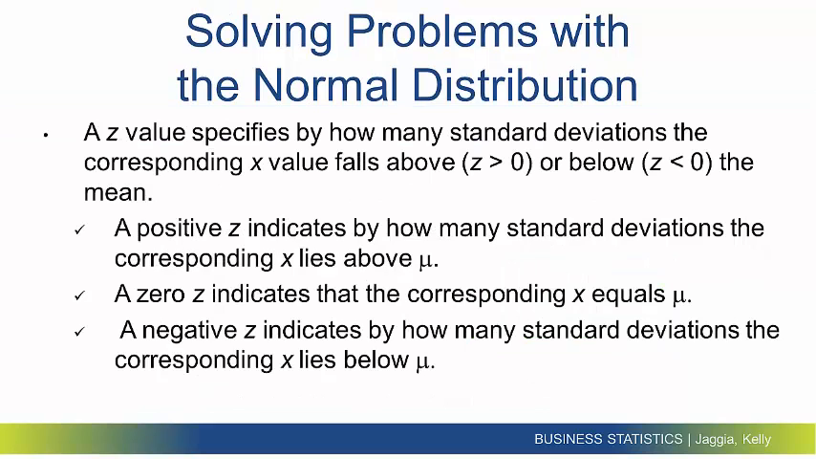Therefore, our z-scores tell us how many standardized units our x value is away from the mean. A positive z indicates the value is higher than the mean, and a negative z value indicates that the x value is below the mean. The greater the number, the further away from the mean.